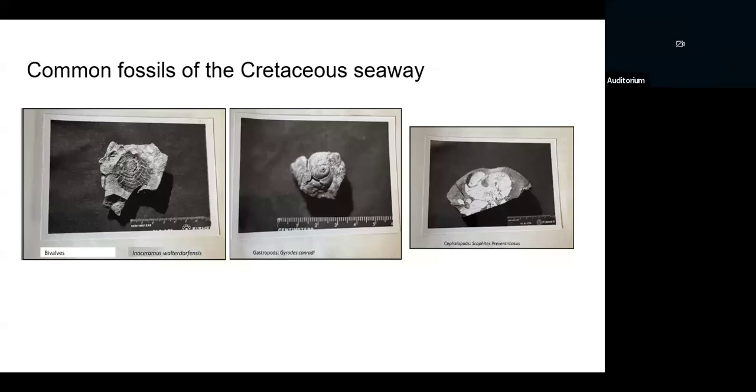All right, so let's take a look at some of the more common fossils of the Cretaceous seaway. When you think late Cretaceous, you think of bivalves, and in particular, inoceramid clams. They were the major fossil that I worked with during my master's and PhD work. Also had snails and cephalopods, in particular, these weird heteromorph Scaphites things that were uncoiling.